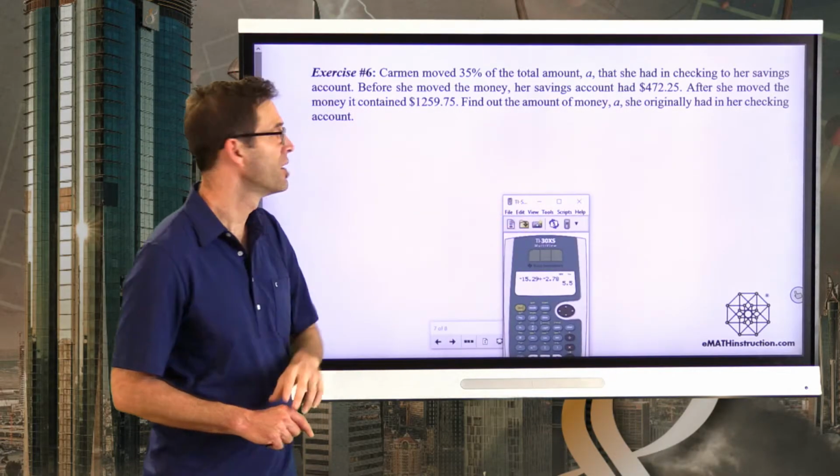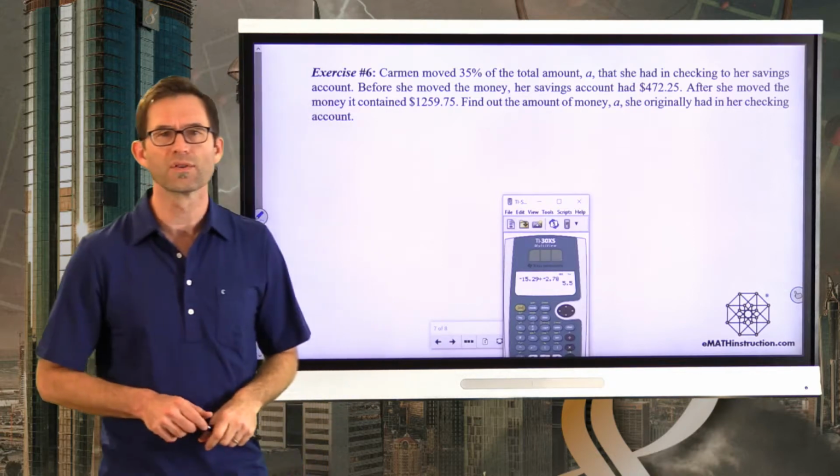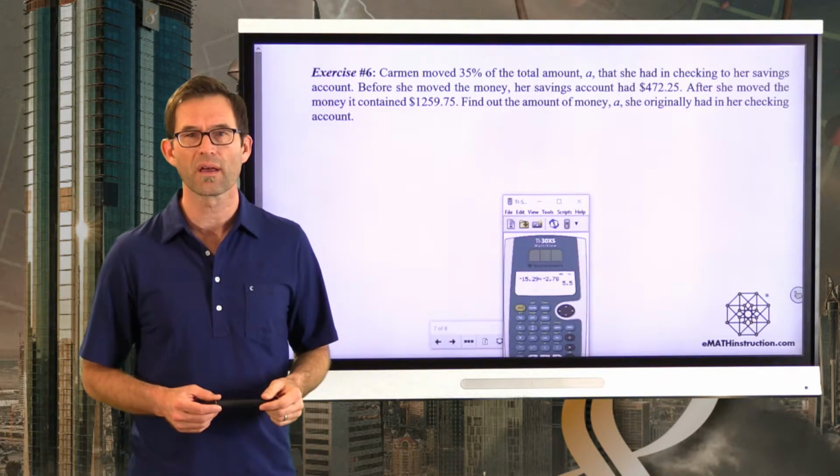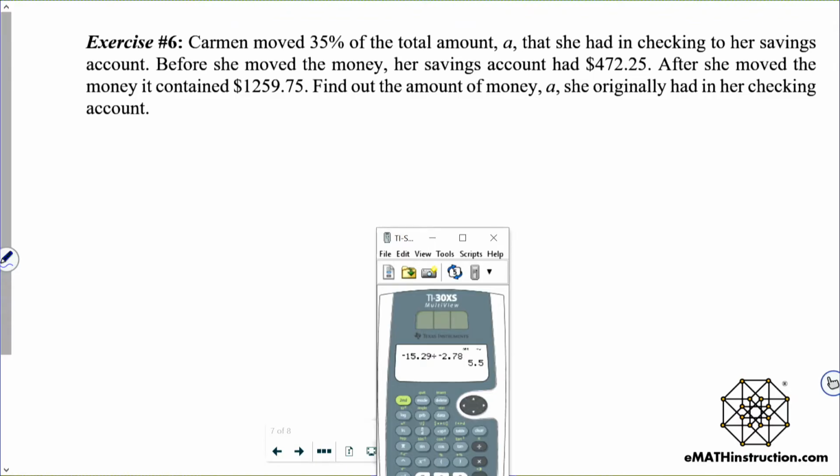Let's bring this thing down. Exercise number 6. This is going to be a challenging one, but it's a good review of some basic ideas about percent. Exercise number 6. Carmen moved 35% of the total amount A that she had in checking to her savings account. So maybe she had too much money in checking, so she moved 35% of it over to savings. Before she moved the money, her savings account had $472.25. After she moved the money, it contained $1,259.75. Find out the amount of money A she originally had in her checking account.